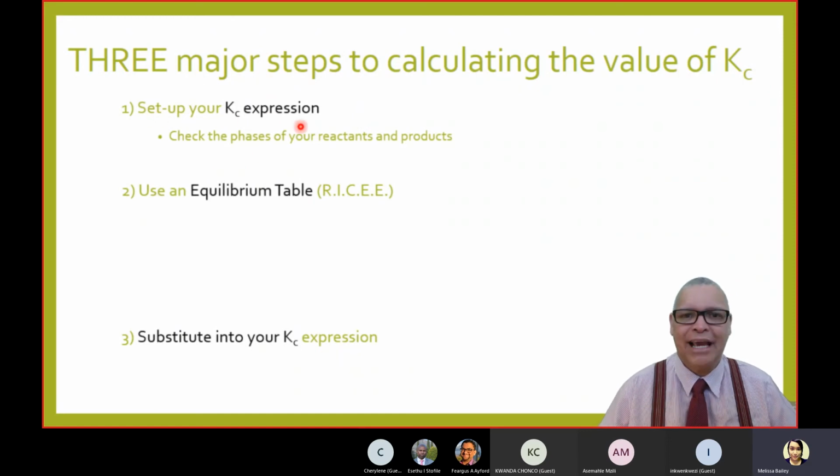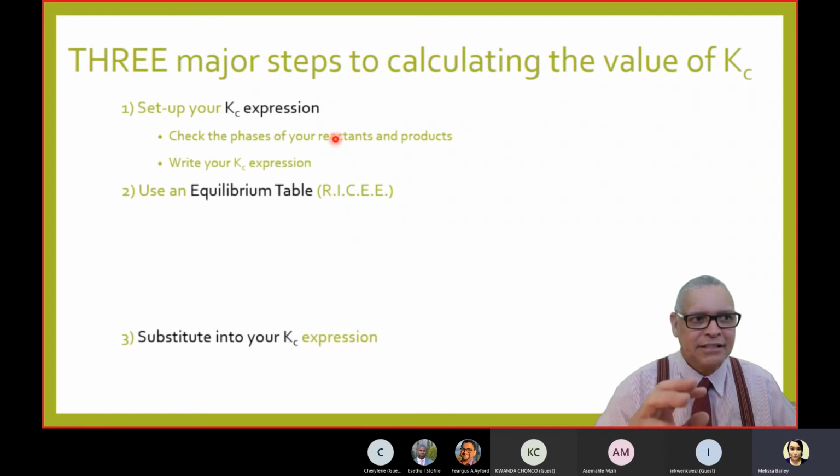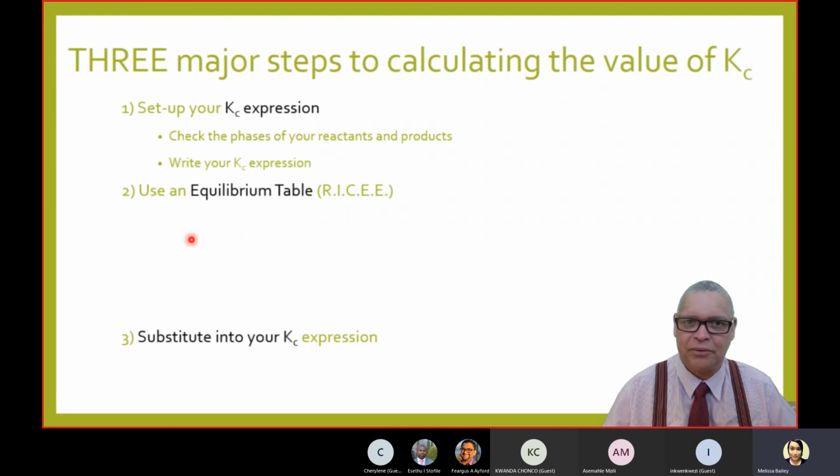Firstly, set up your Kc expression. What we need to do there is check the phases of our reactants and our products. Remember, liquids as well as solids get the value of 1. For gases and aqueous solutions, their concentrations are taken into the Kc expression. Next, we need to write down your Kc expression. So once you've had a look at your reaction, set up your Kc expression. How do you do that? Check the phases of your reactants and products, and secondly, write up your Kc expression.